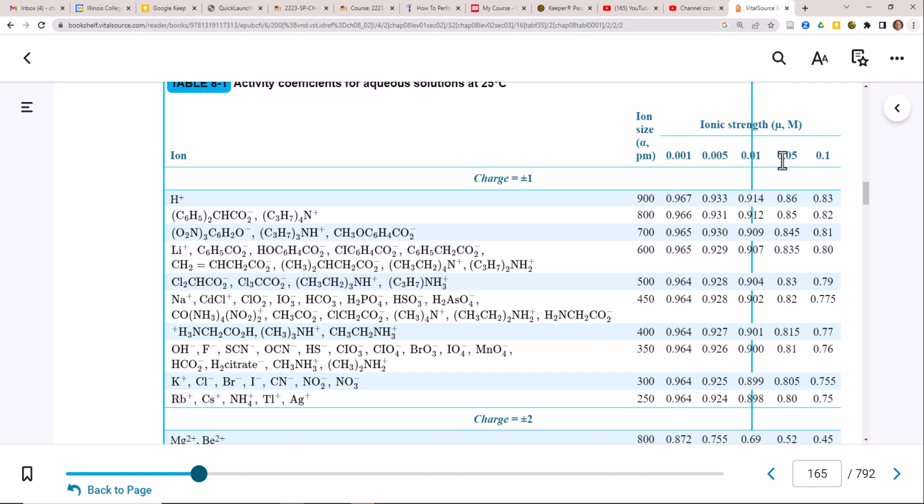For example, if we were halfway in between 0.05 and 0.1, that would be 0.075. If we were exactly halfway between, we know the activity coefficient is not going to be 0.835 like it would be for 0.05, and it's not going to be 0.8 like it would be at an ionic strength of 0.1. It's going to be in between. Probably halfway in between, because we are halfway between 0.05 and 0.1. But ours is a little bit different. We're at 0.06, which is not halfway.